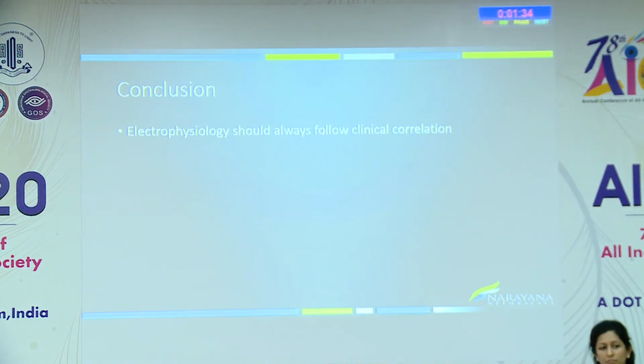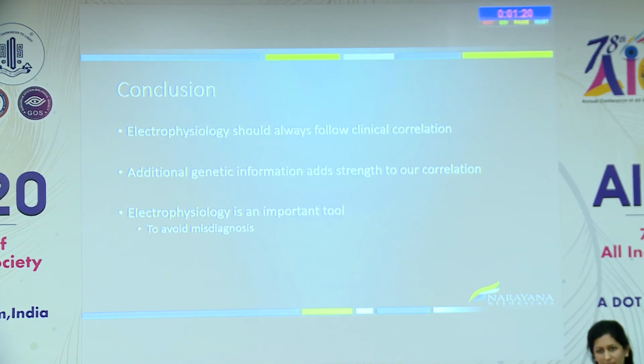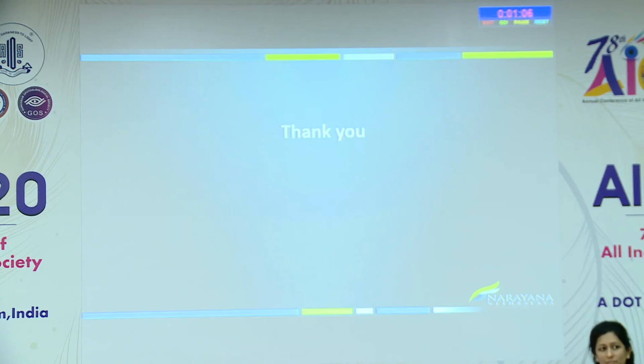To conclude, electrophysiology should always follow clinical correlation. Don't take any investigation in isolation. Additional genetic information may add strength to our correlation. Electrophysiology is an important tool to avoid misdiagnosis, to prognosticate, and for counseling of the patient, which is most important. Most of these patients come to us with a diagnosis and ask, I have this, I know that, what's next? Am I going to become blind? How do I plan my career? We need to answer those questions. Thank you.